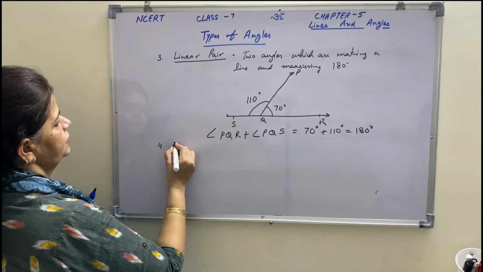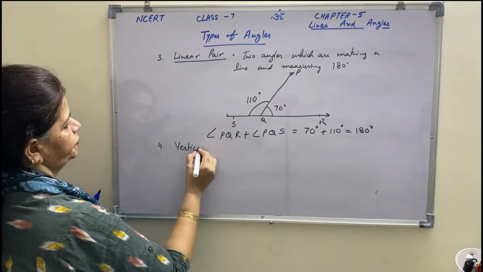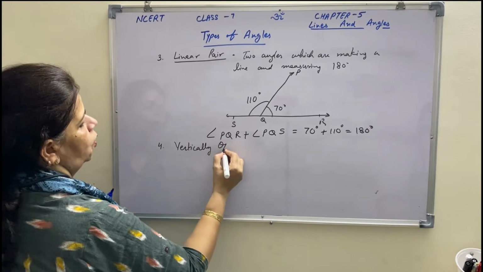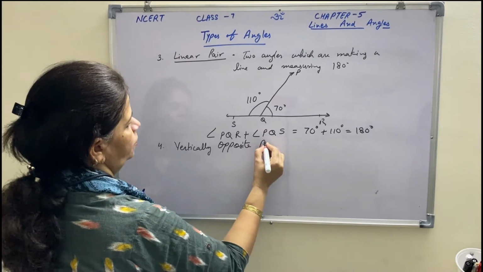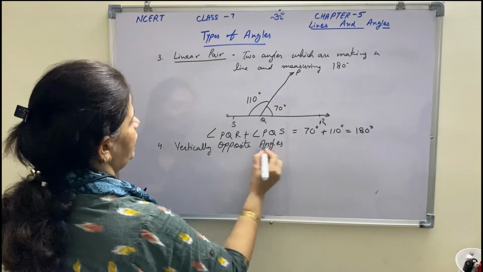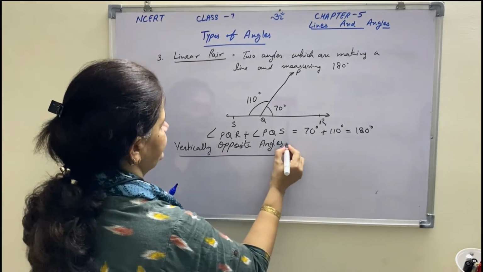Number 4 is vertically opposite angles. These kinds of angles are formed when two lines intersect each other.